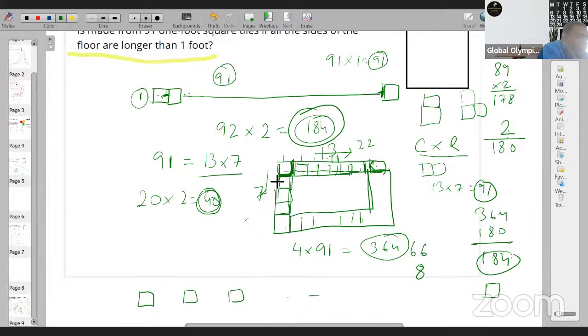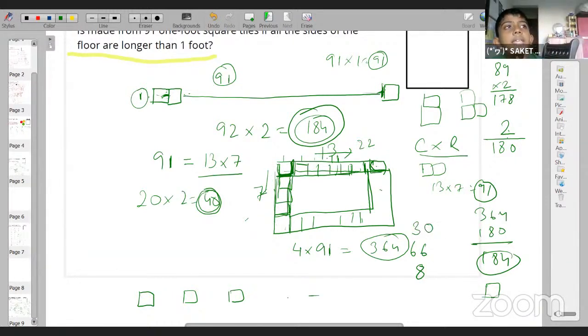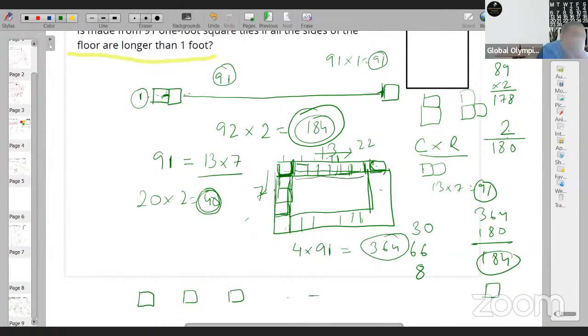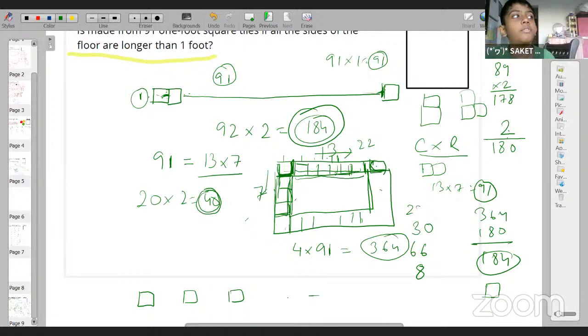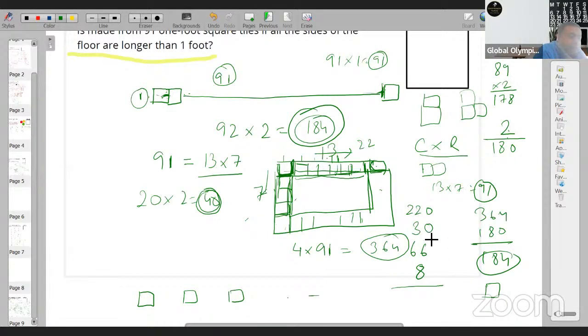Now here, this is 7, so this is 5. 5 into 2 is 10, and 10 into 3 is 30. These are losing 30, correct? And this one is 11, as we saw, and this one is 5, so 11 into 5 is 55. These lose all 4 sides, so 55 into 4 is 220. Now let's add all this up. 220 plus 66 is 286, plus 30 is 316, plus 8 is 324. So when you subtract 324 from 364, what will you get? You get 40 only, correct?